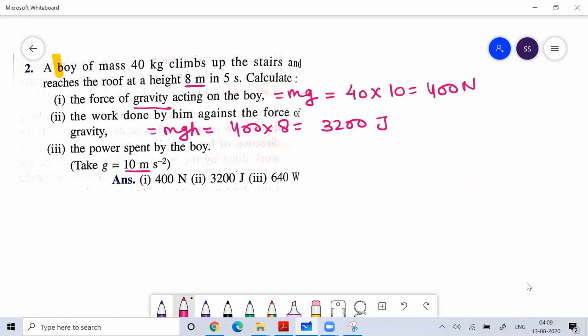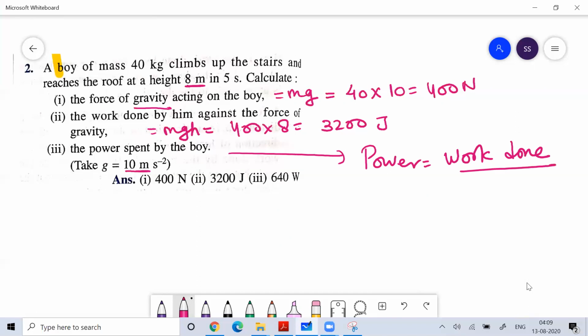Then the third thing is the power spent by the body. When you talk about power, power is basically work done by time taken, and the time taken should be in second. So power is equal to work done by time taken.